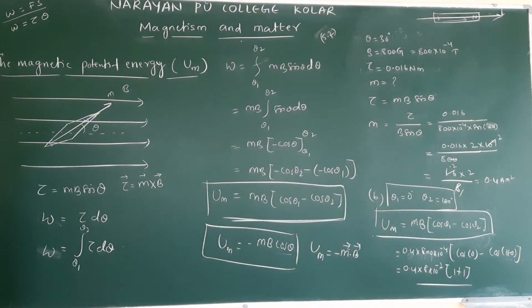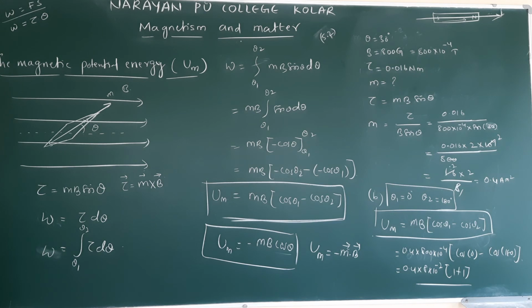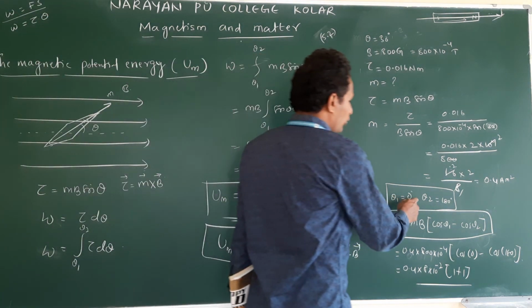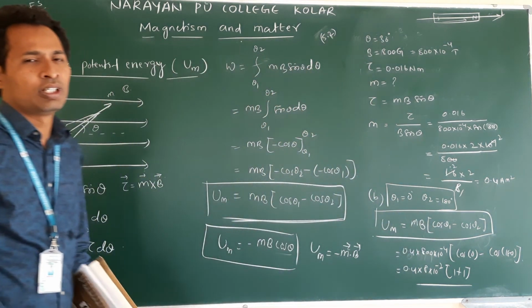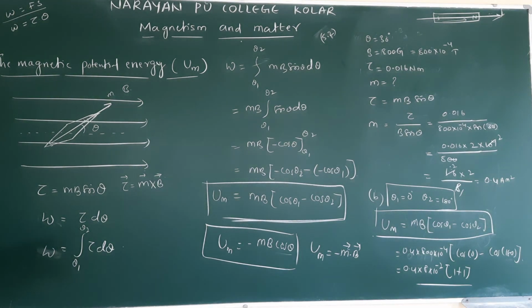The angle theta is equal to 0 for the stable position. Most unstable is theta equal to 180 degrees. Clear? Remember this. Sometimes we do expect a question on stable and unstable positions of the dipole.